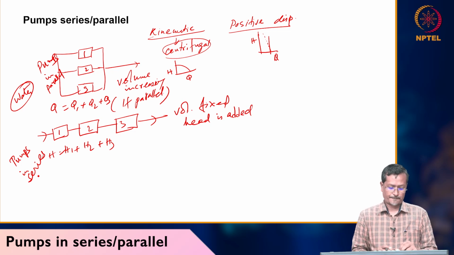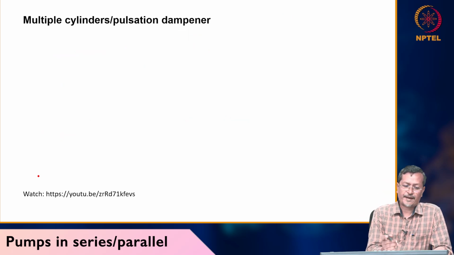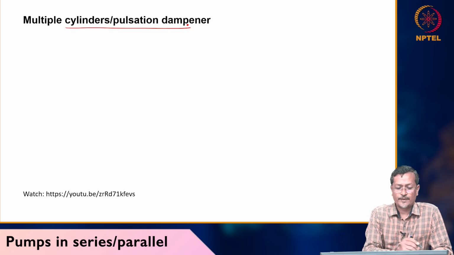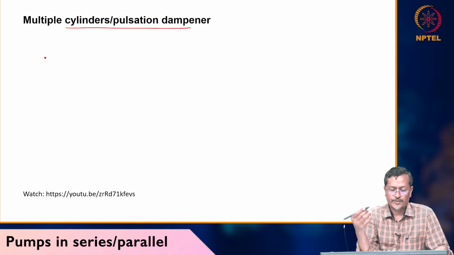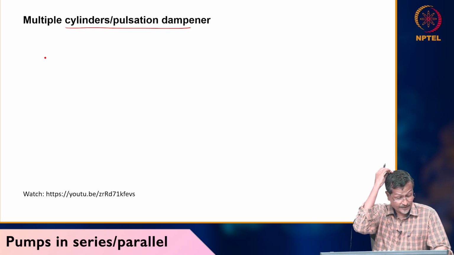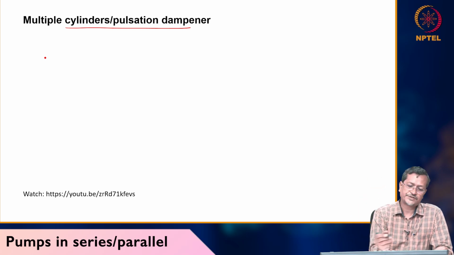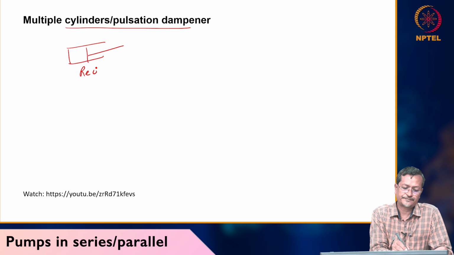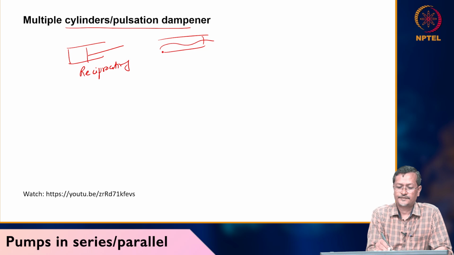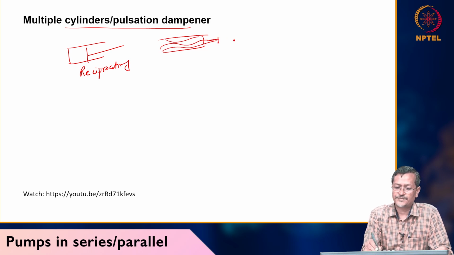Pulsation dampener and multiple cylinder. So what happens in a reciprocating pump? Unlike a centrifugal pump or a screw type pump, which I already explained, what happens in a positive displacement pump? We have basically two types of positive displacement pump. One will be reciprocating type, another can be rotary type.